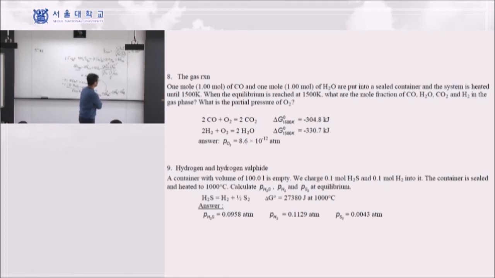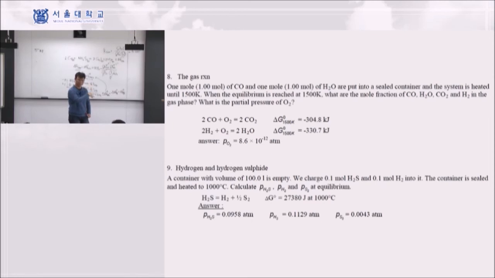So we have 1 mole of CO gas and 1 mole of H2O gas in a sealed container. And the container is now heated up to 1500 degrees Kelvin. When the equilibrium is reached at 1500 degrees Kelvin, what are the mole fractions of CO, H2, CO2 and H2O in the gas phase? And what is the partial pressure of O2 in the gas phase as well? So now it's a little bit complex. The question is completely different.